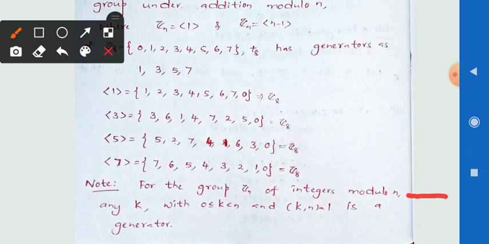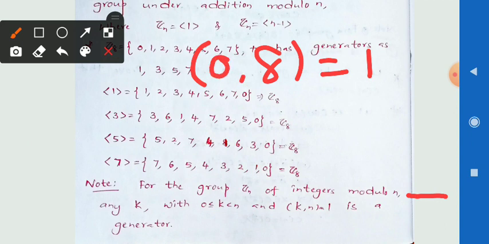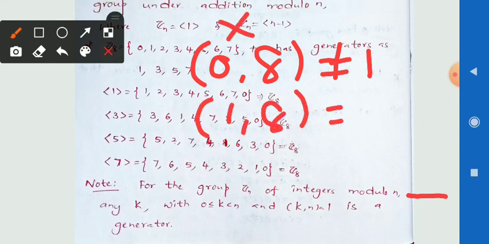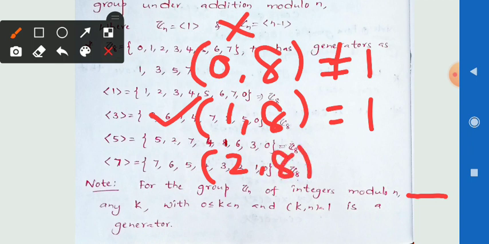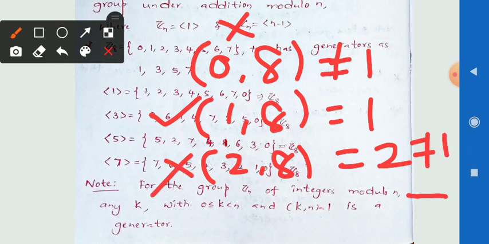Once again, here 8 is fixed and we have to get the GCD equal to 1. Here I am taking elements 0 comma 8; the GCD of 0 comma 8 is not equal to 1, therefore 0 is not a generator. Another, 1 comma 8: the GCD value is 1, therefore 1 is a generator. And for 2 comma 8 the GCD value is 2, which is not equal to 1, therefore this is not a generator.